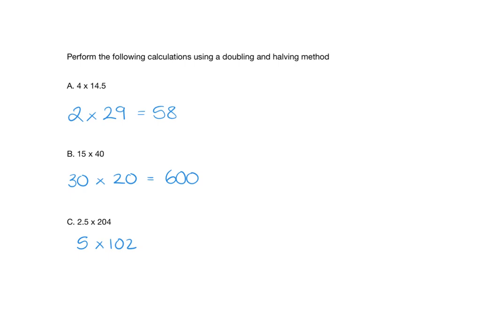Now, I could calculate 5 times 102, but it's still looking quite tricky. So I'm actually going to apply my doubling and halving again to try and make it more simple. So if I was to double 5, it would give me 10, and if I'm halving 102, that's going to give me 51. Now, when multiplying a number by 10, we're just adding a 0 on. So 10 times 51 is 510. And this is definitely easier than trying to calculate 2.5 times 204.